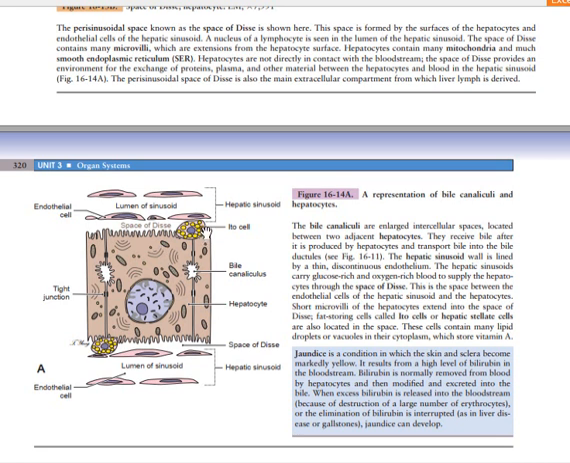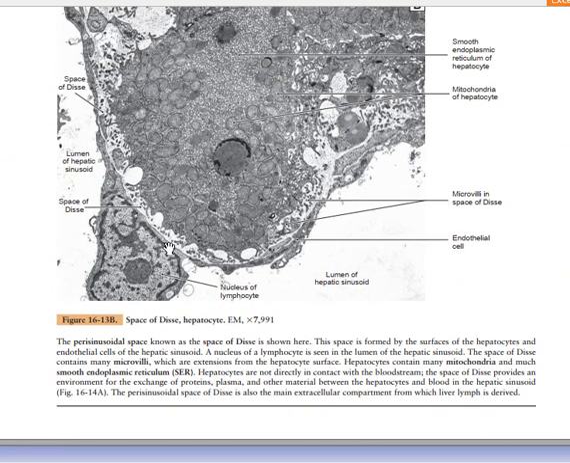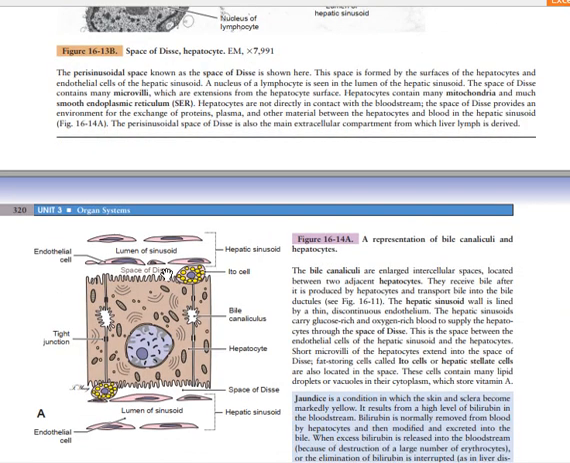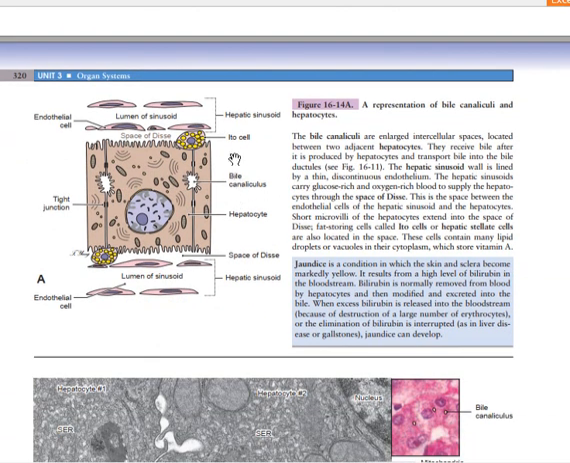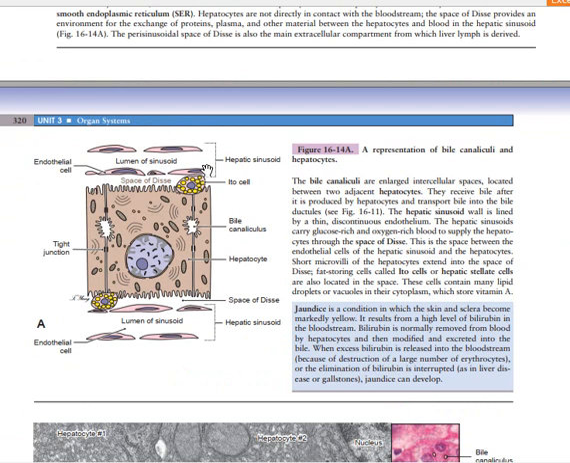Now the cells which lie inside the space of Disse are lymphocytes, just as you have seen here. So what lie inside that space of Disse are lymphocytes. So we have lymphocytes and we have Ito cells. These are the Ito cells here. So just lymphocytes in that space of Disse.